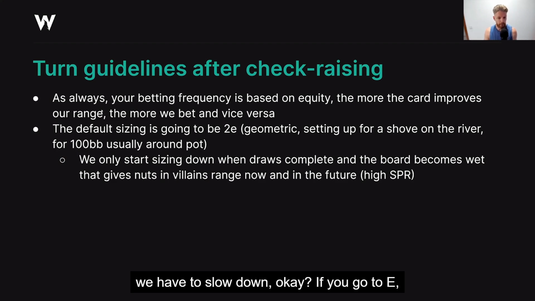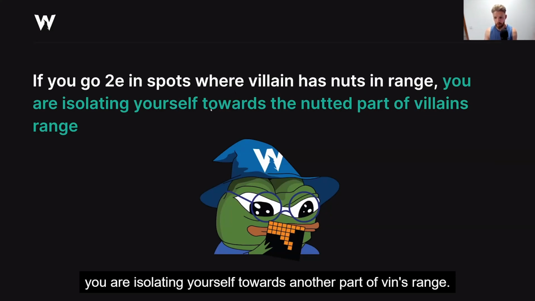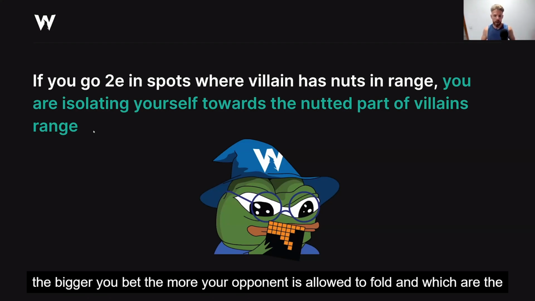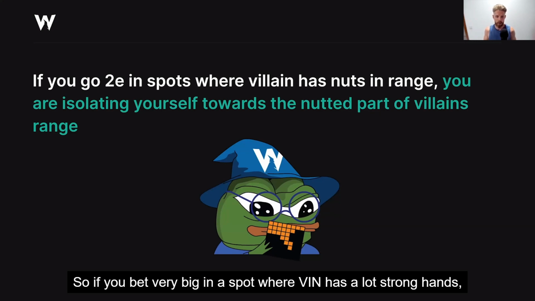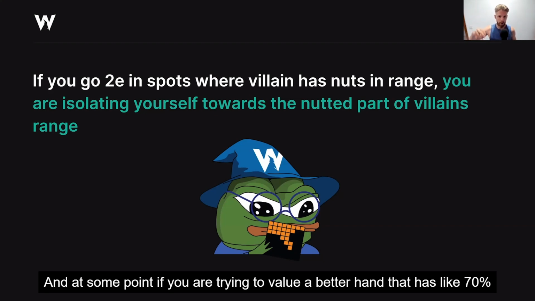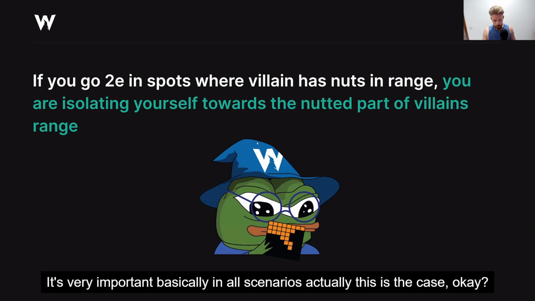Okay. If you go to E, so set up stacks for a river, in this case, pot, where villain has nuts in range, you are isolating yourself towards another part of villain's range. So how poker works, the bigger you bet, the more your opponent is allowed to fold, and which are the first hands that your opponent folds, the weaker equity holdings. So if you bet very big in a spot where villain has a lot of strong hands, like 80% plus equity hands, it starts to fold all the lower equity hands. And then at some point, if you are trying to value bet a hand that has like 70% equity, you're basically isolating yourself only versus better parts of villain's range. Okay. It's very important. Basically, in all scenarios, actually, this is the case.